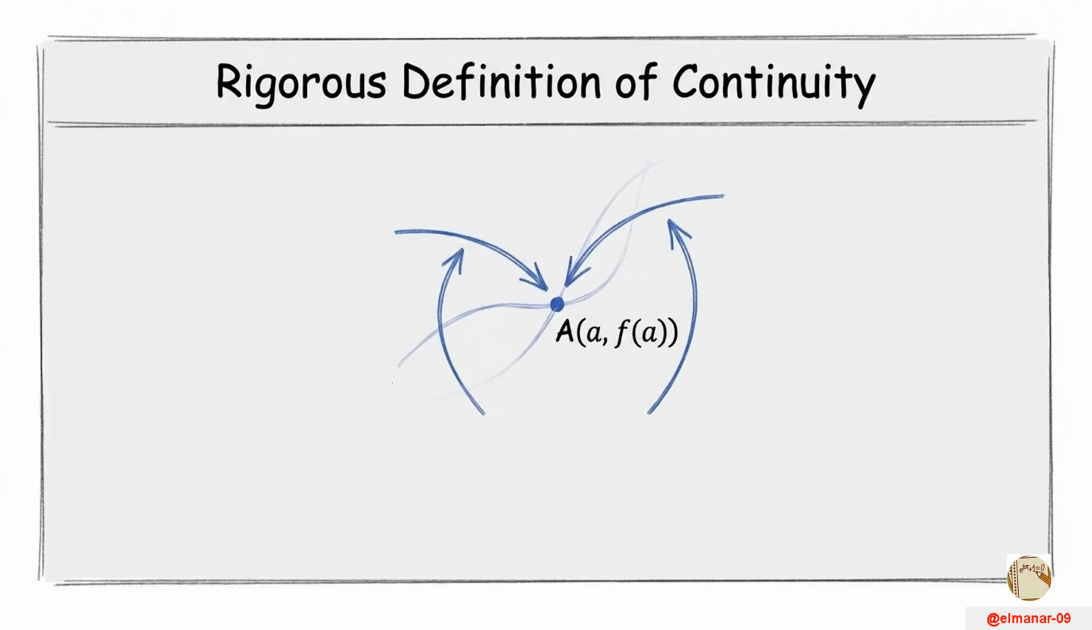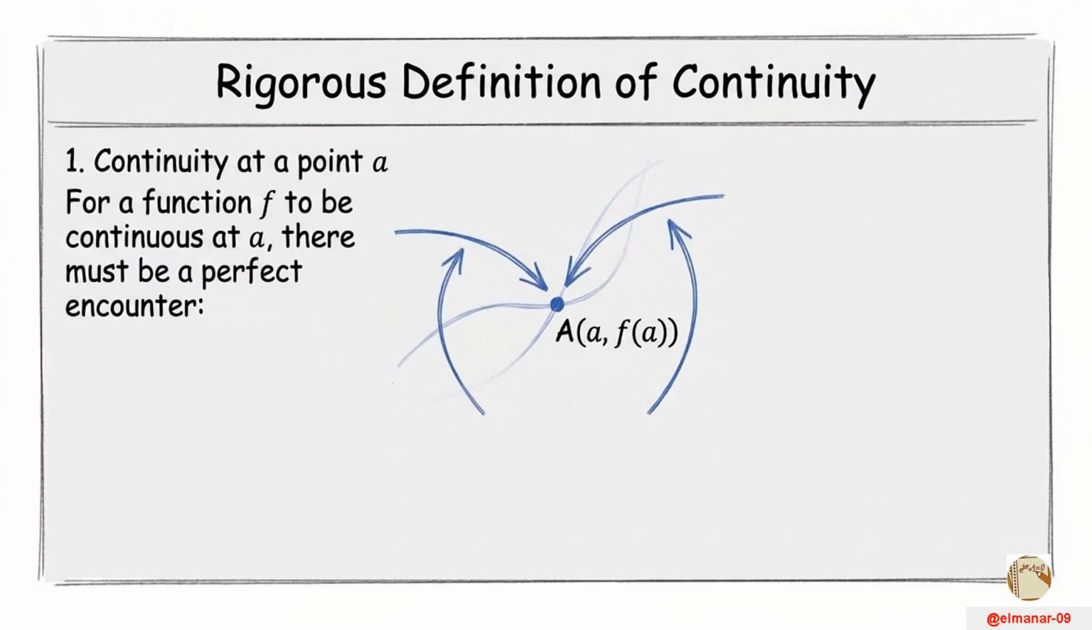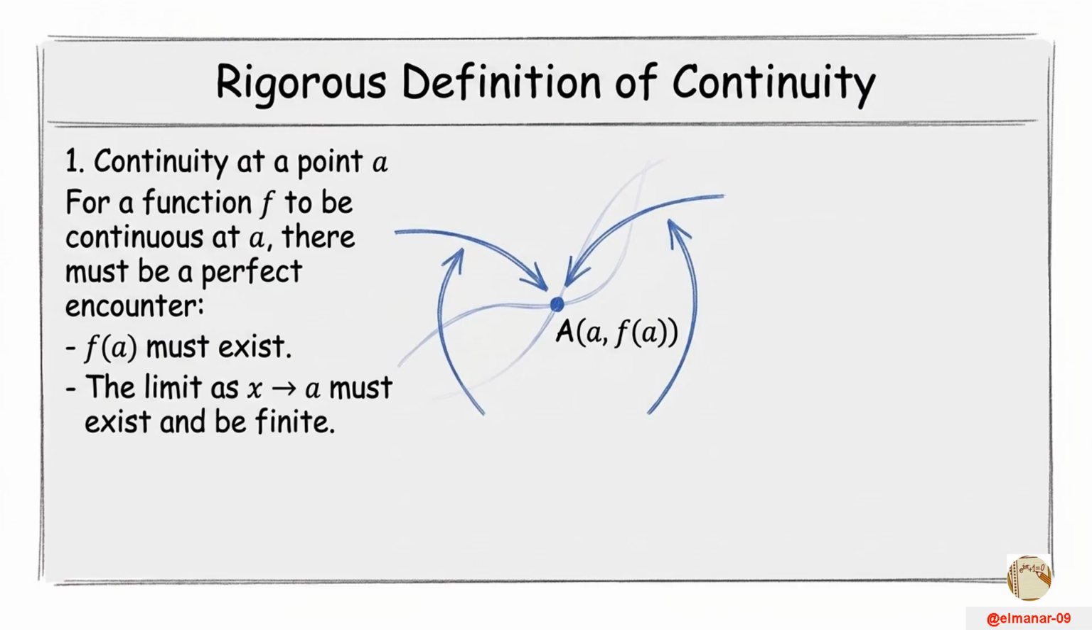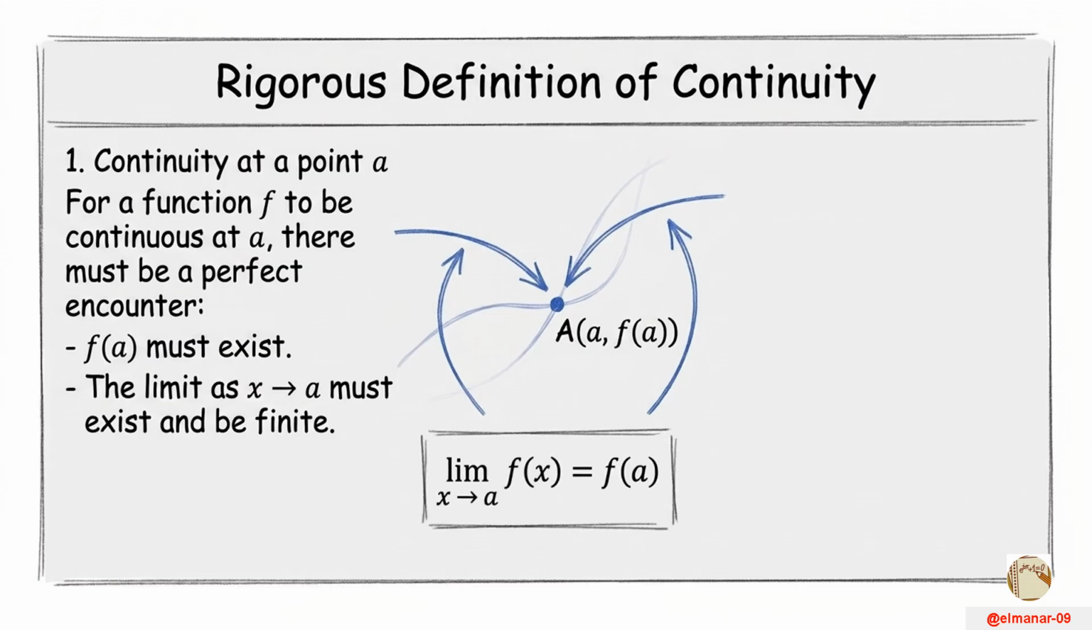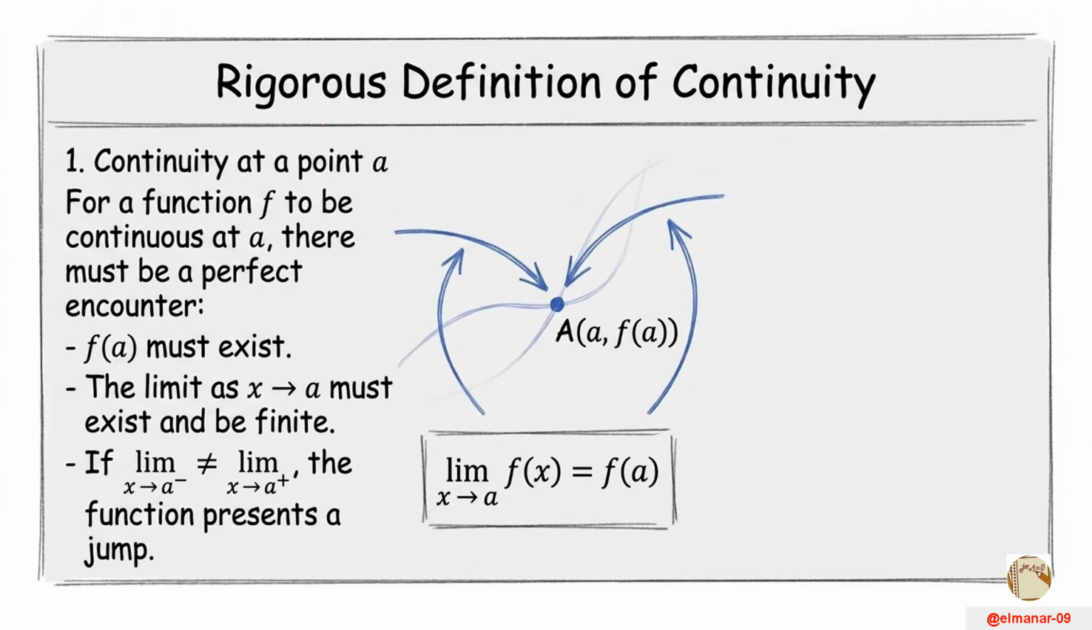Now, let's get rigorous and look at the formal definition. For a function to be continuous at a specific point a, there must be what I like to call a perfect encounter. Three things must happen. First, the value f of a must actually exist. Second, as x approaches a from both sides, the limit must exist and be a finite number. Third, and most importantly, that limit must exactly equal the value f of a. If the left and right limits are different, the function presents a jump.